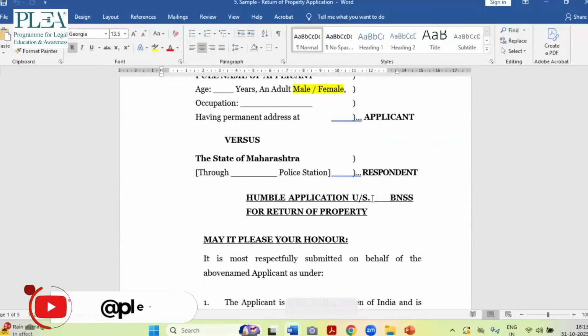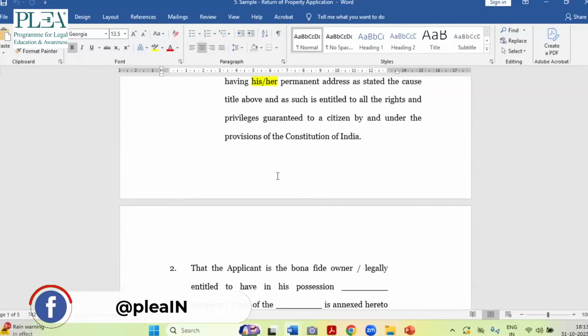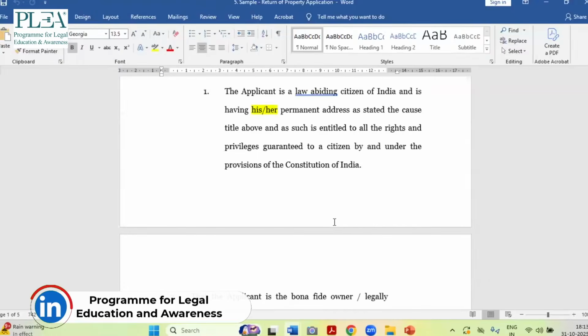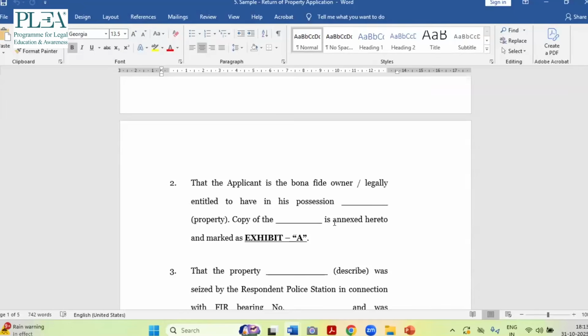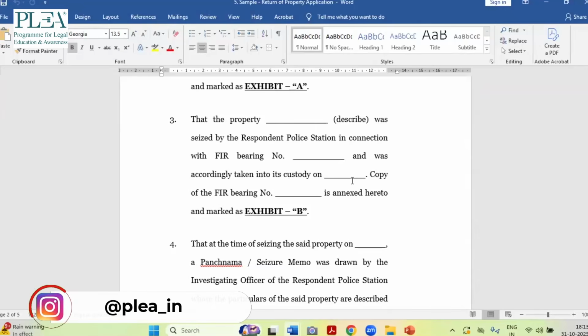The reason why I've put blank is to ensure whether it is produced under 497 BNSS or not produced under 503 BNSS for return of property. Again, the standard averments: the applicant is the bona fide owner and is entitled to possession of such property. You have to describe the property. The ownership document has to be annexed, and this property was seized by the respondent police station in connection with so and so FIR and was taken into custody on so and so date.